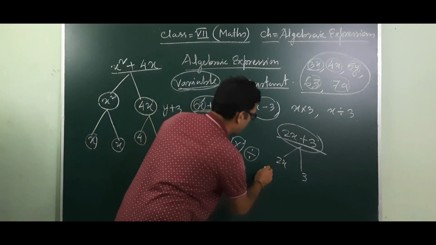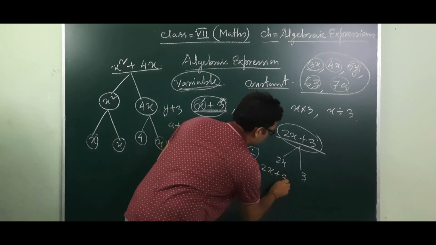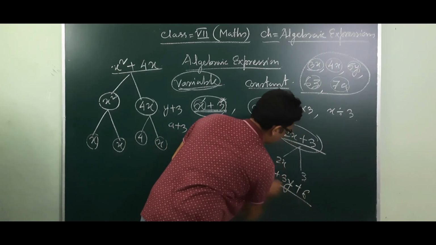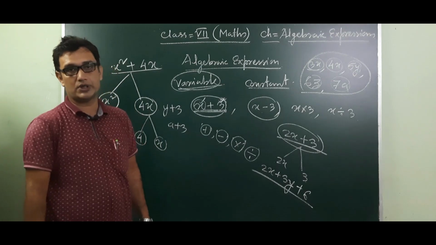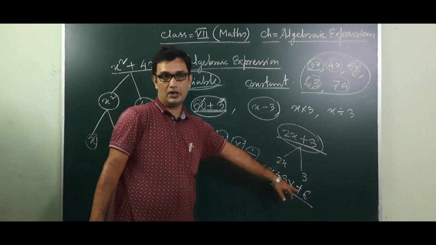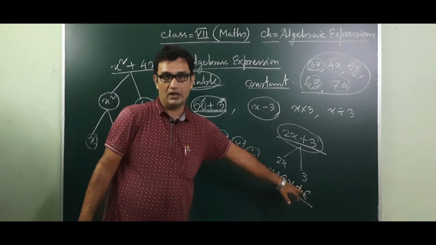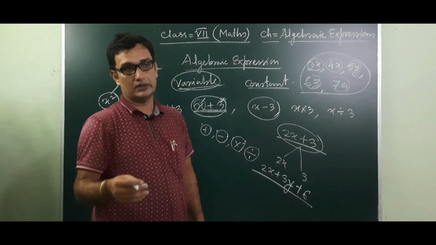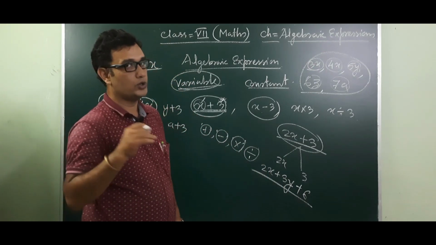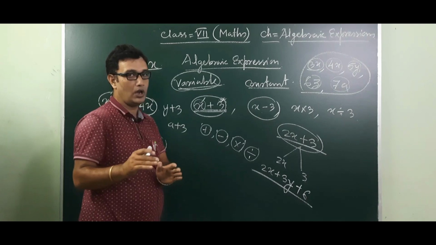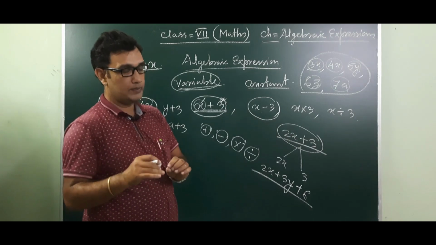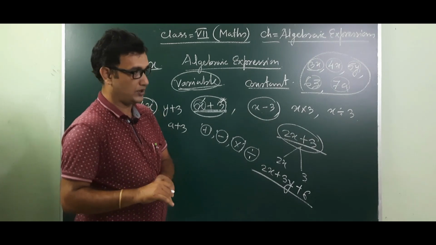Now suppose 2x plus 3y plus 6. How many terms are there? 3 terms are there. Then it is called trinomial. And more than 3 terms is called polynomial. These are all about the types of algebraic expression.